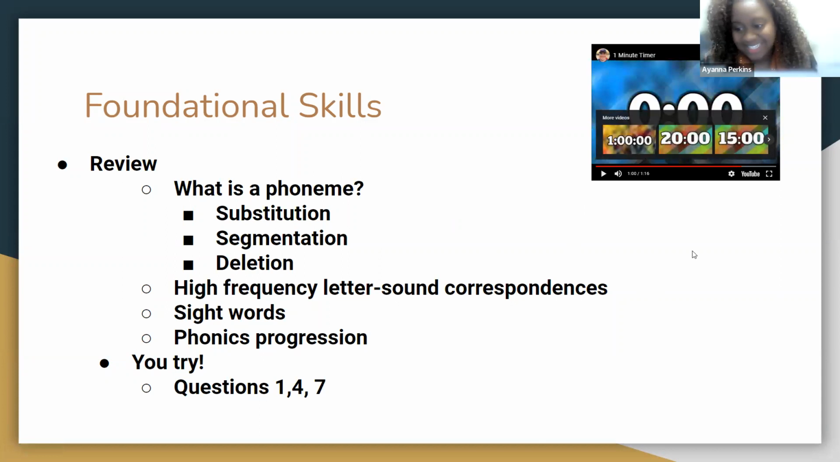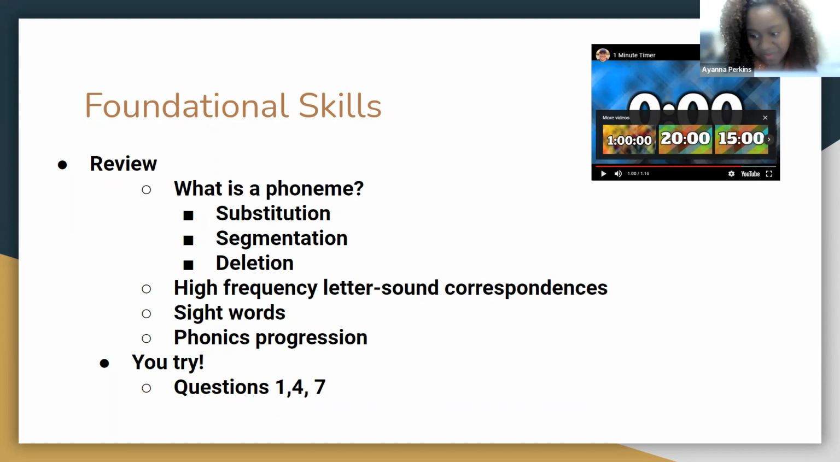All right, so let's all come back together and let's talk a little bit about some of these definitions. What is a phoneme? It's a small unit of sound. All right, thank you. Then we have substitution. What's an example of substitution? You can even give your own example. A substitution is like when you have the word mat and substitute the M for a B for bat.